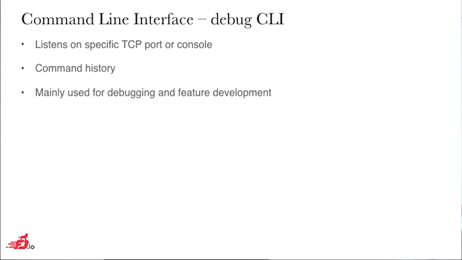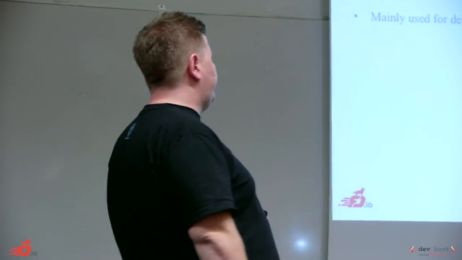Debug CLI is really for debugging and troubleshooting VPP, and it's used mainly when you're building a new feature, but at the end you want to have something outside of VPP to program VPP programmatically, and for that we have the binary API. So debug CLI is just a helper for people. We already have support for listening on a TCP port, or you can use your console for debug CLI.